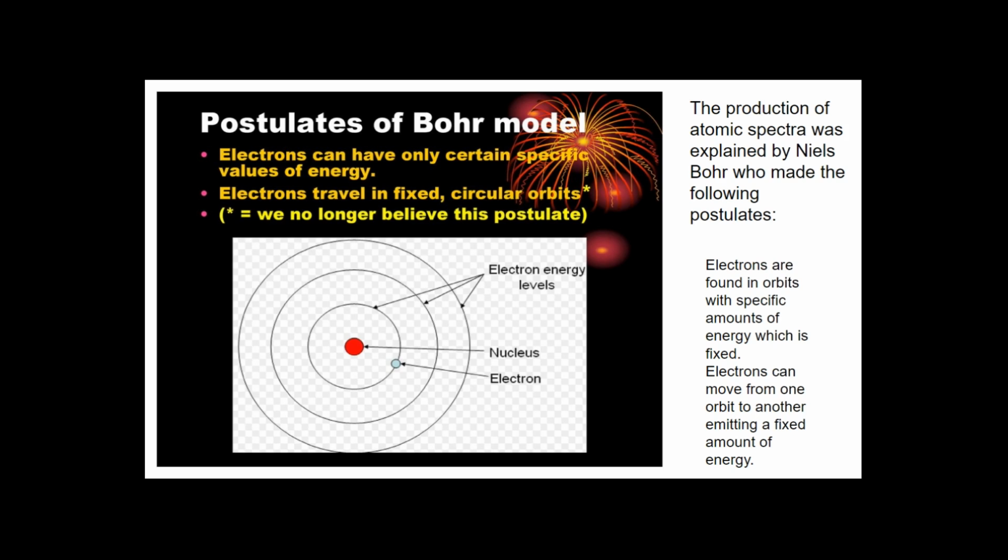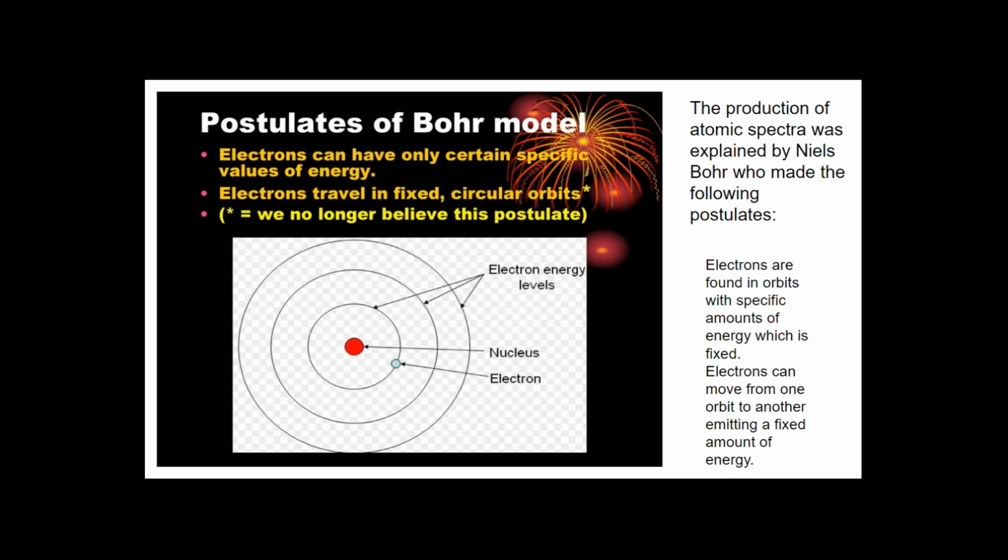And each of these orbits has different energy values, but these energy values are fixed. And this explains why when an electron from a high orbit returns to one of a lower energy, it gives off a fixed amount of energy. And all atoms of the same element will give off the same amount of energy when a certain transition occurs.